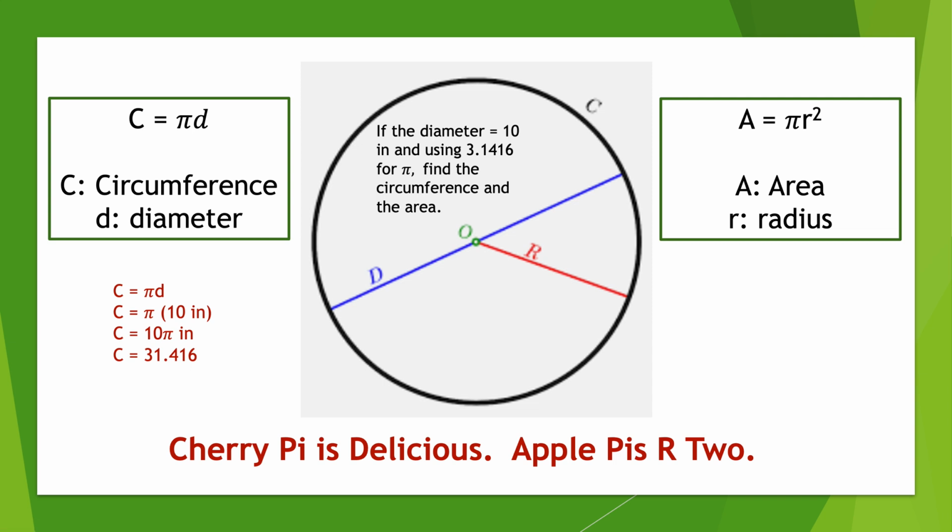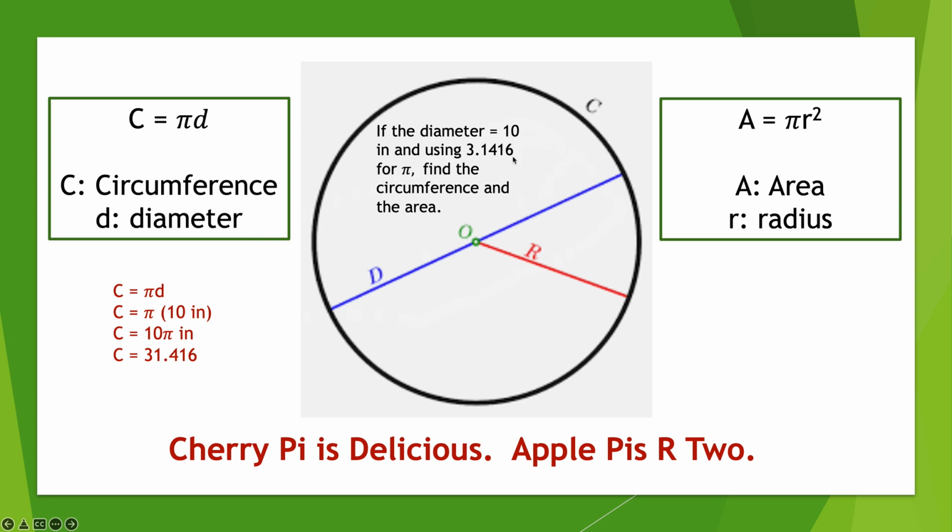Okay? So, summarizing, cherry pie is delicious. So C is pi times the diameter. Remember, the diameter goes all the way across, and it says in the problem that the diameter is 10. So that's 10 times pi. And if I want to convert to a decimal, I substitute 3.1416 for pi, like it says to do in the problem. Sometimes it'll say 3.14.